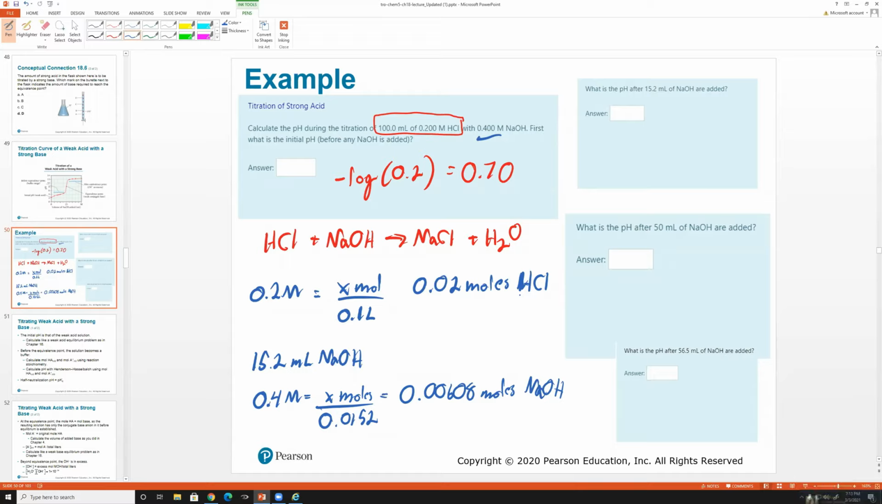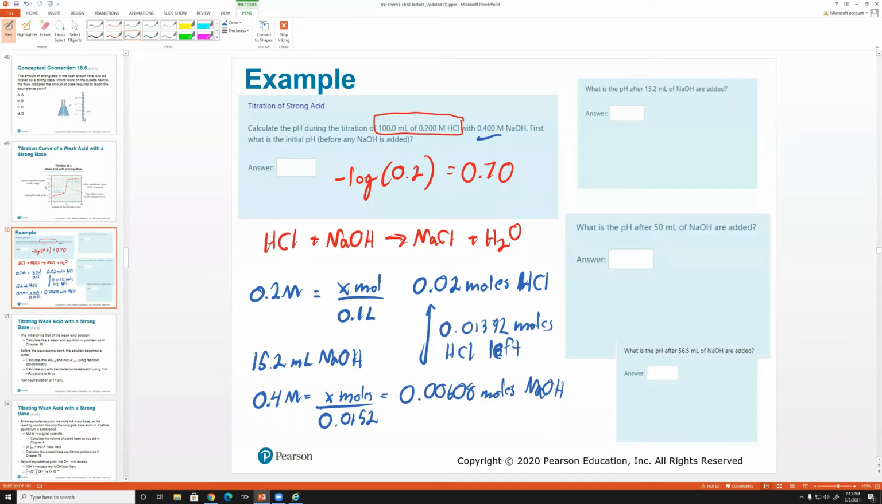If you subtract those numbers, and I'll explain why you subtract in a minute, you get 0.01392 moles of HCl left. Okay, so why does that happen? And the question, I see you have a question.